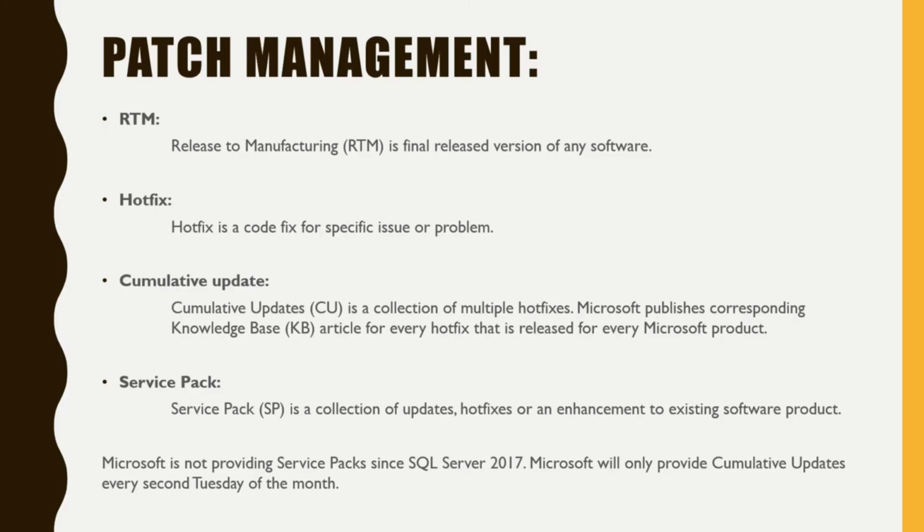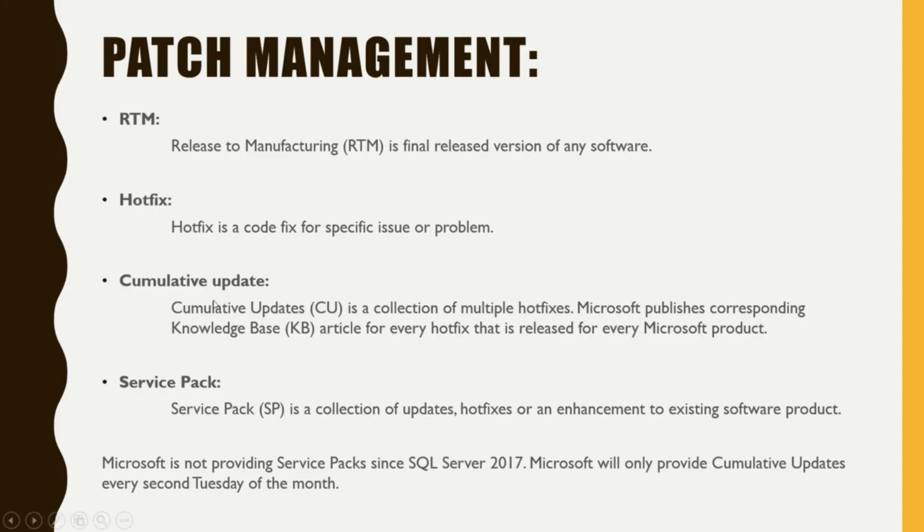Let's say one cumulative update contains 10 hotfixes. So instead of applying those 10 hotfixes separately, we can install only one cumulative update at once. KB or knowledge base is an article in which the description of the problem and its resolution is mentioned. A service pack is a collection of updates, hotfixes, or any enhancement to an existing software product. So a service pack is a collection of multiple cumulative updates.